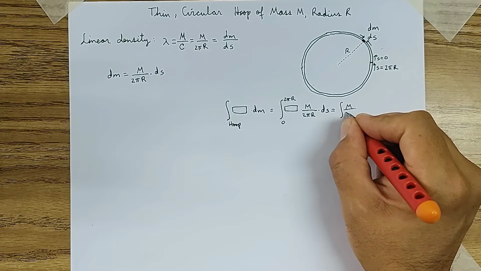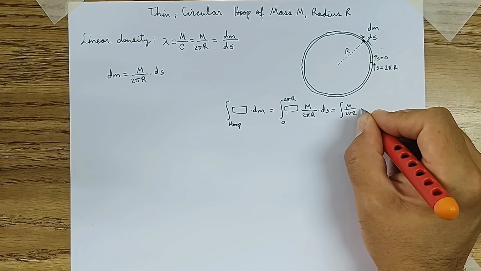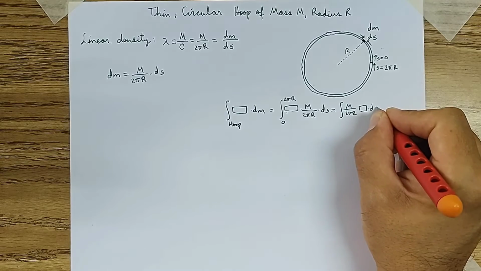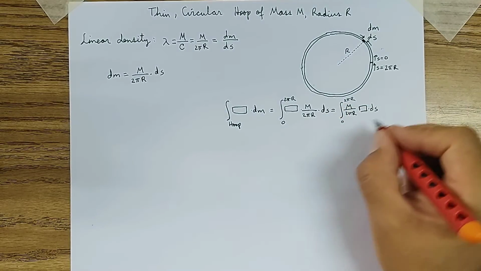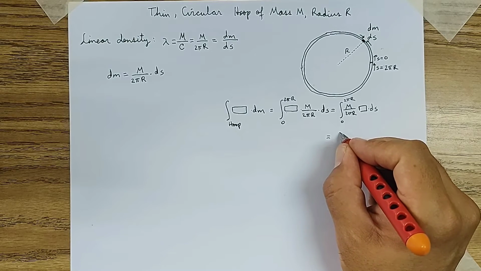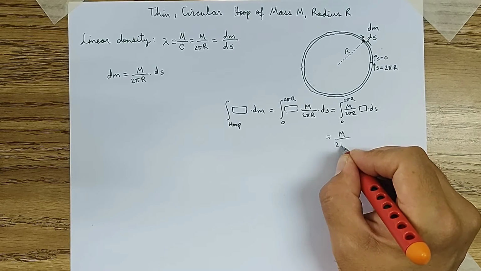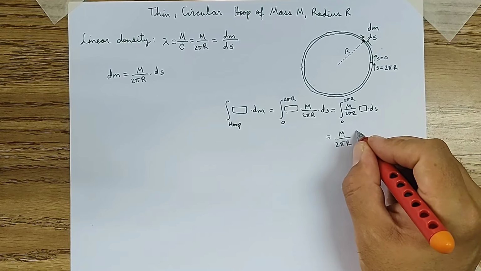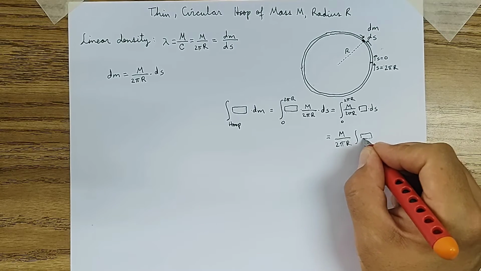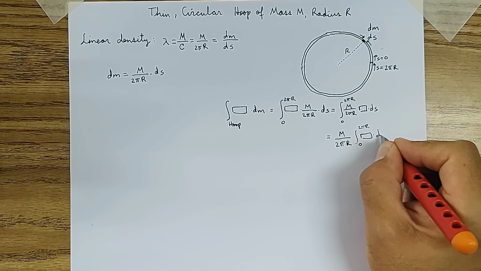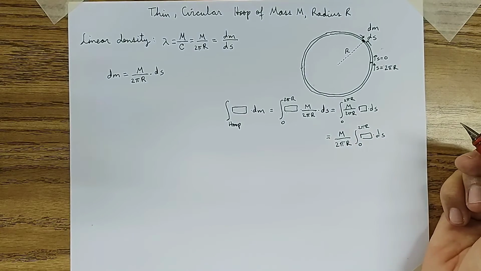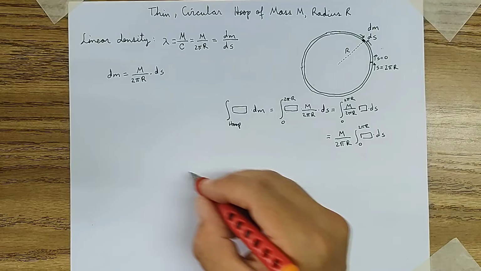But because the mass and 2 pi r are constants, you can very well take them out of the integral and convert this into mass over 2 pi times the radius, integral of your function from 0 to 2 pi r times ds. Now we can go a little further than that.